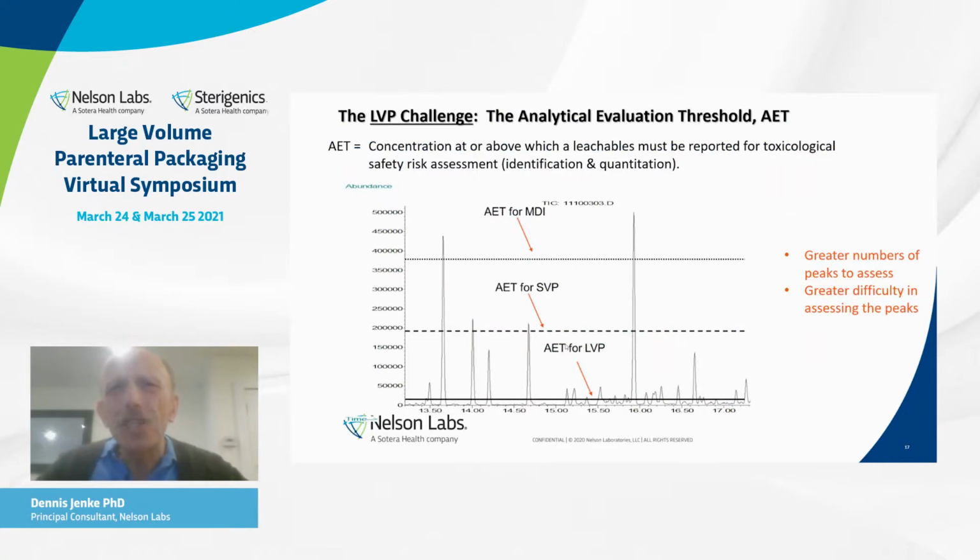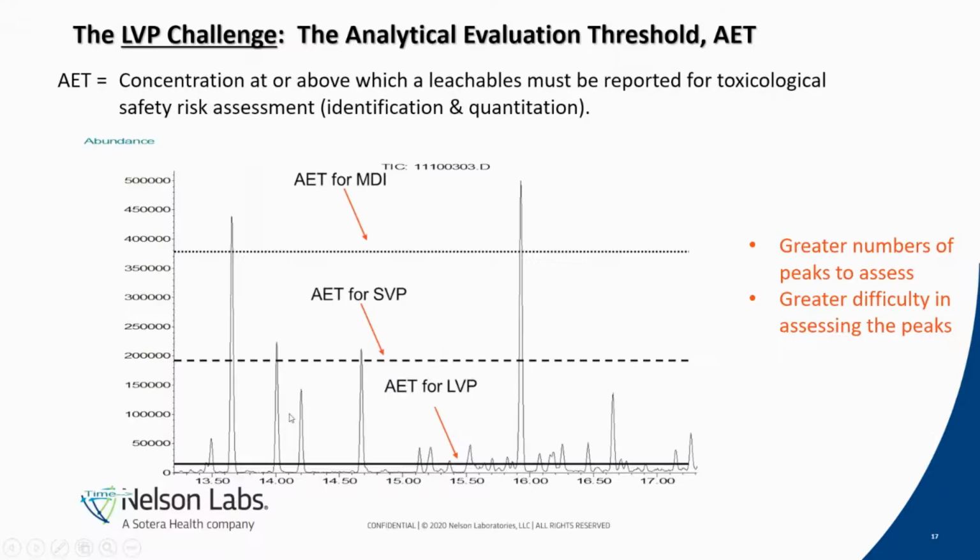This challenge is reflected in the analytical evaluation threshold. The analytical evaluation threshold, or AET, is a tool that tells analytical chemists what leachables in a drug product they need to report to a toxicologist for safety assessment. In other words, what substances they need to find, identify, and quantify. The way the analytical chemist does that, at least for organic compounds, is through chromatography. So we're going to illustrate the concept of the AET with a chromatogram.